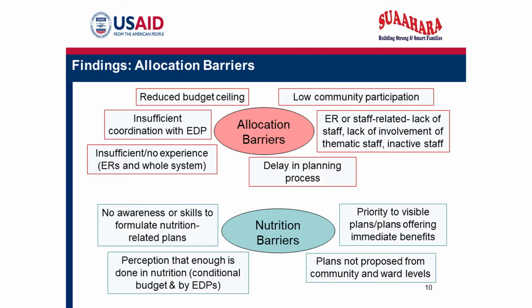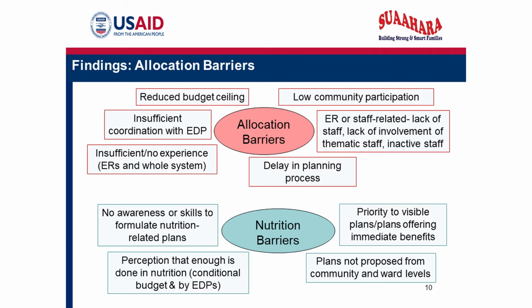invest in nutrition. General barriers to allocation included a low community participation in some of our study sites, not enough budget ceiling, insufficient coordination with EDPs, again in some study sites, and insufficient experience because we're relatively new at all of this, that's why, and delay in planning process, and in some cases lack of staff, inactive staff, etc.